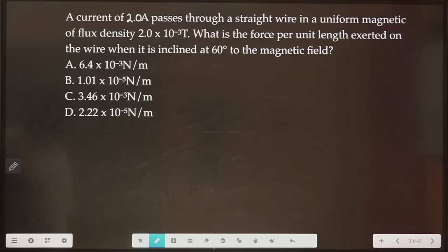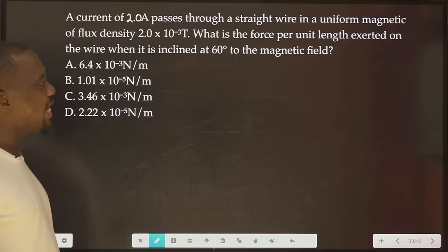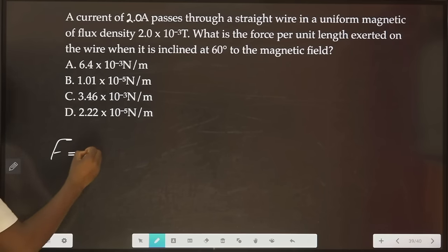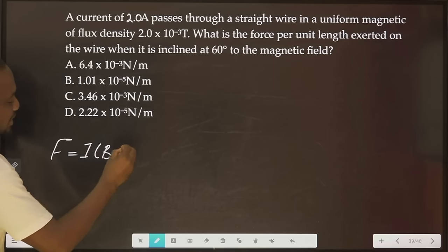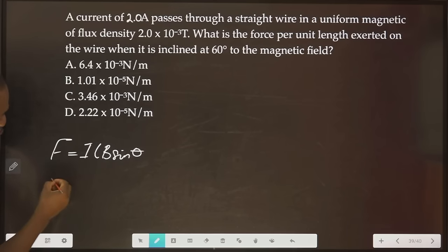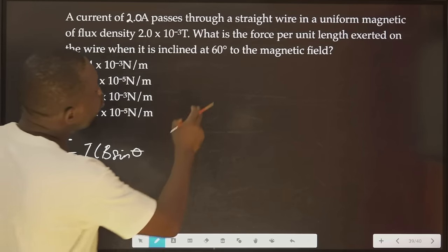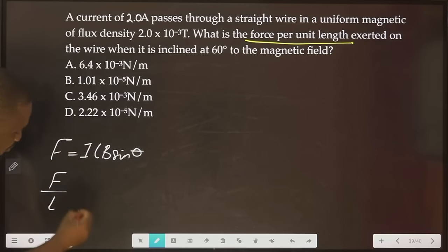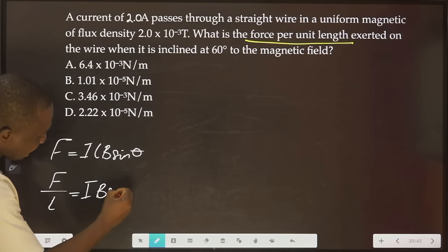Let's look at this. It says, a current of 2.0 amps passes through a straight wire in a uniform magnetic field of flux density 2.0. What is the force per unit length exerted on the wire when it is inclined at 60 degrees to the magnetic field? Okay, all you have to do is use the magnetic Lorentz force. We say that F is equal to I L B sine theta. We are looking for force over length, so we divide both sides by L. What will be remaining here is I B sine theta.